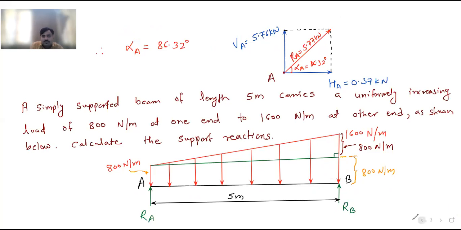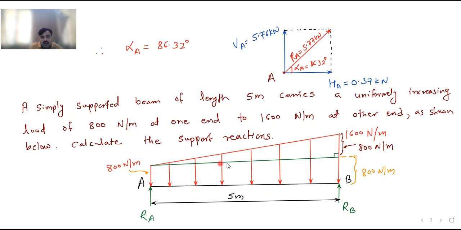Now I go back to the diagram. RA is moving through point A, so the moment of RA will be 0. RB is moving upward, so you can easily calculate the moment of RB. Anti-clockwise, so minus 5 RB will be there. Now what to do for these two loads? This is a rectangular load, which means UDL.